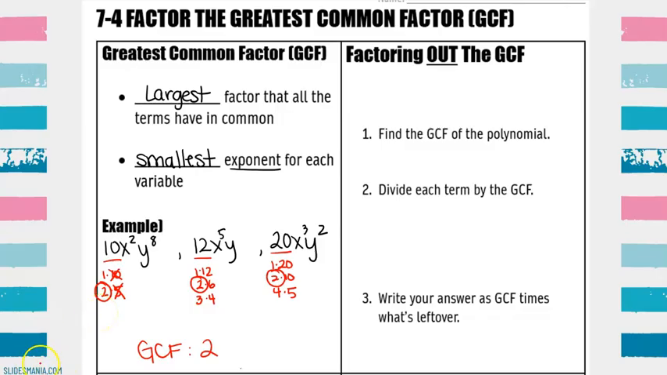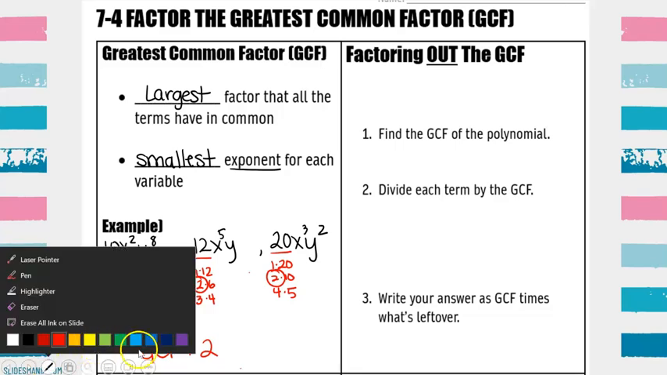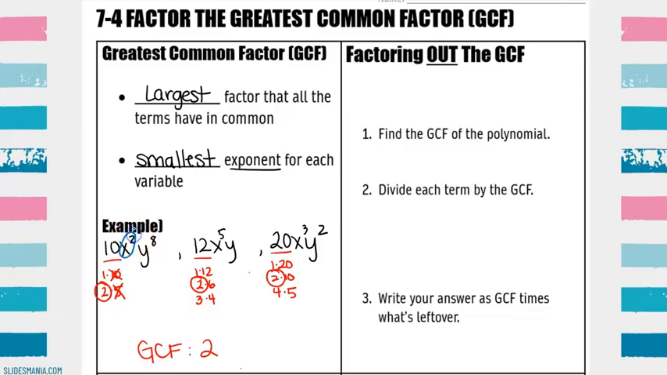Next, we're going to look at our x's. So when we look at our x's, I have x to the second, x to the fifth, and x to the third. If you think about how many are actually in each term, x to the second is the smallest exponent, or the smallest number of x's that each of them have. And then when we look at our y's, we have y to the eighth, y, and y to the second. Remember, there's just this imaginary little 1 on that middle y, so the smallest number of y's we have is just y. So our GCF here would be 2x^2y.